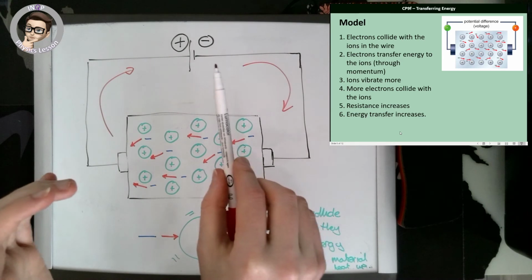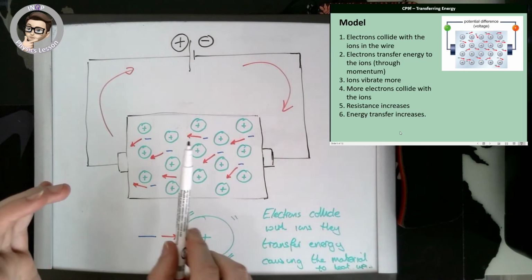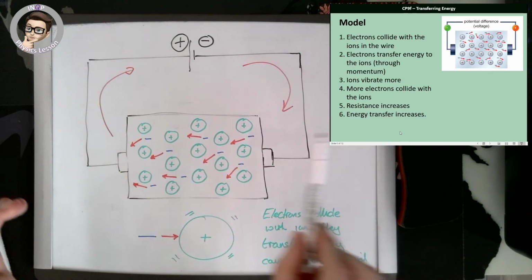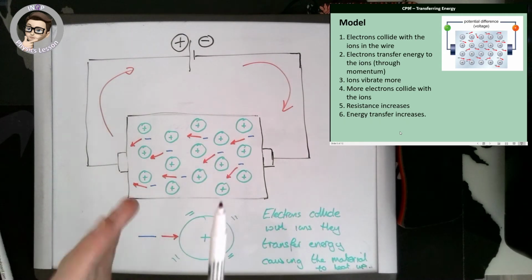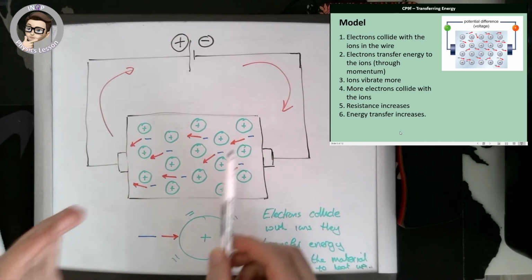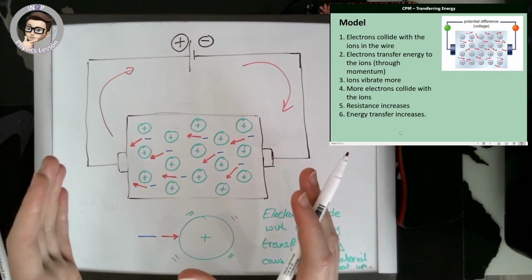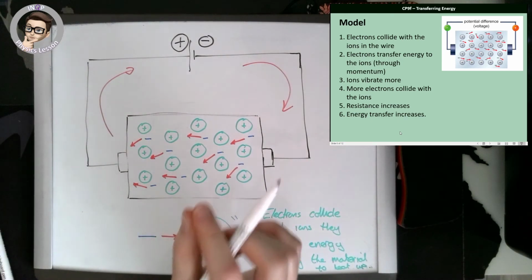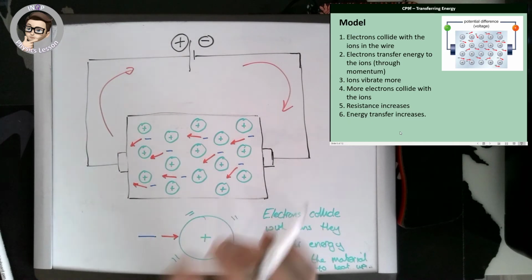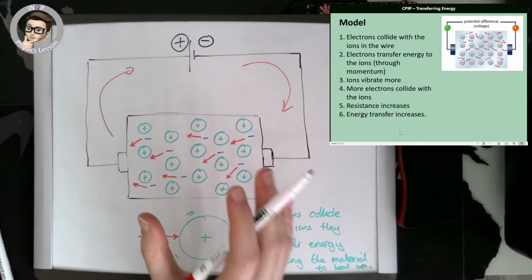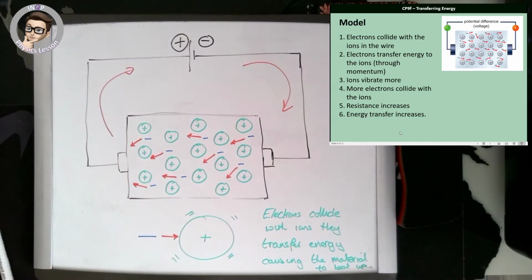So we see here that as more electrons collide with it, there's more resistance, so less current is going to flow. But that also means that there's a greater transfer of energy from our piece of material. So those electrons, those tiny electrons that are in our wire, are the ones that are causing our wire to heat up because they collide with those ions.